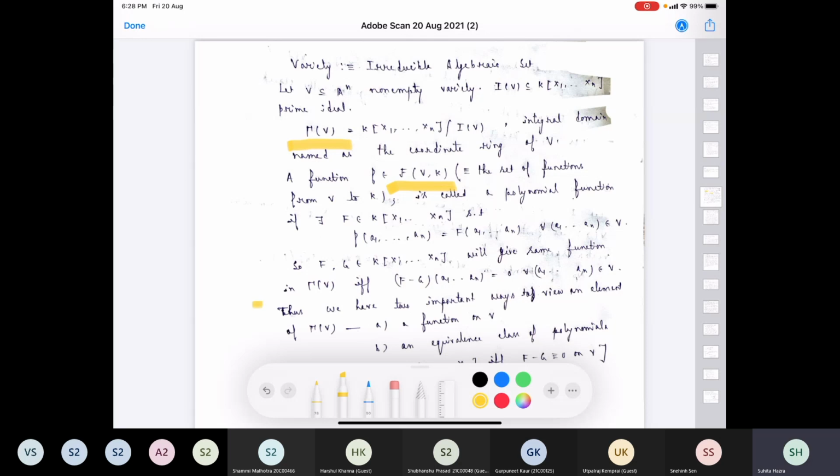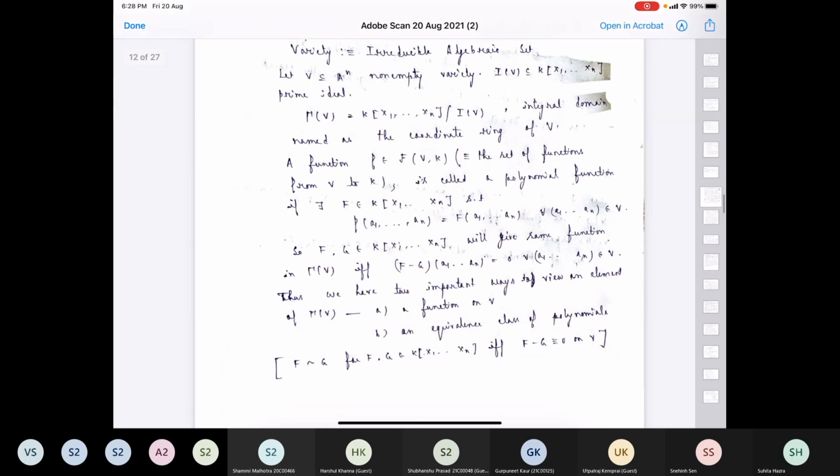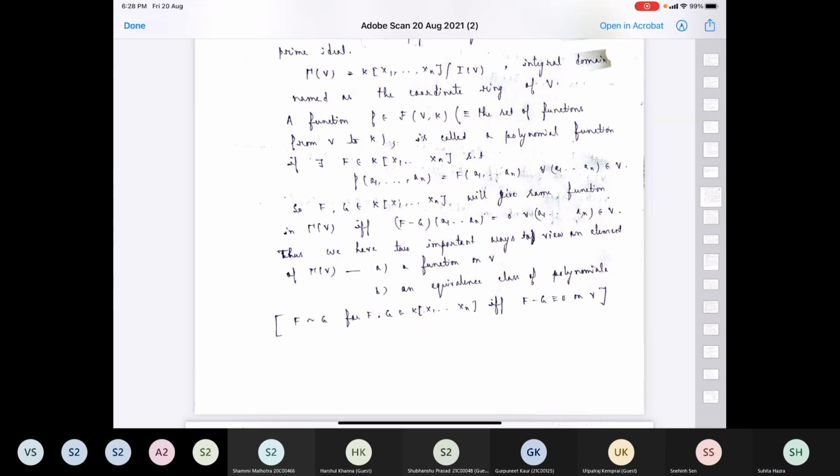So it is clear that we have two important ways to view an element of Γ(V). We can see it as a function on V, that is, it is in the quotient ring K[x1, x2, ..., xn] modulo I(V), that is, a function from V to K. And we can also see it as an equivalence class of polynomials. What is the equivalence relation? F is equivalent to G, for F, G belonging to K[x1, x2, ..., xn], if and only if F minus G vanishes for all points of V. So here are two views of Γ(V). Mostly we use it as a function on V, but the equivalence class of polynomials is a very beautiful view to see the functions of Γ(V).